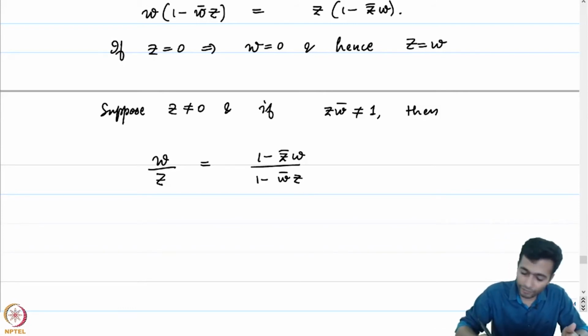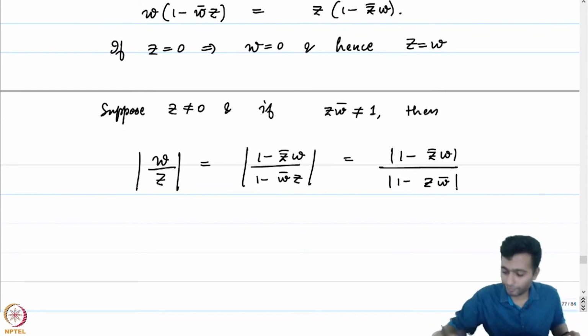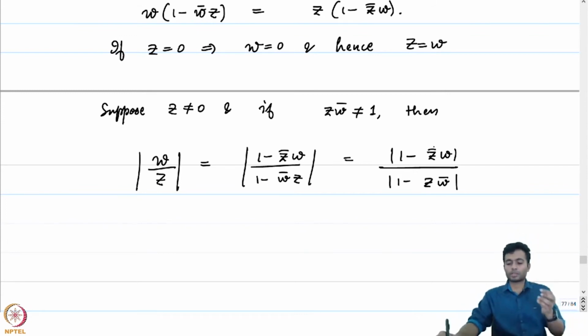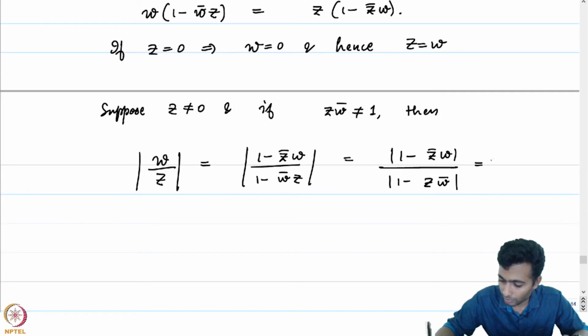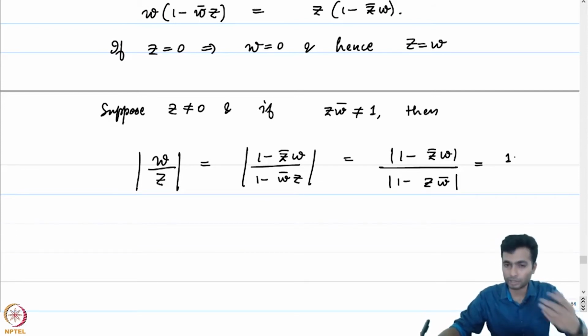This makes complete sense because z is not 0 and z w bar is not equal to 1. And if we take the absolute value now, this is going to be the absolute value of 1 minus z bar w, divided by the absolute value of 1 minus z w bar. But if the complex number 1 minus z bar w is, say, let's call it zeta, then in the denominator it's 1 minus z w bar, which is basically zeta bar. So this is just going to be equal to 1 because the denominator is the conjugate of the numerator, and the absolute value of the conjugate of a complex number is the same as the absolute value of the number.